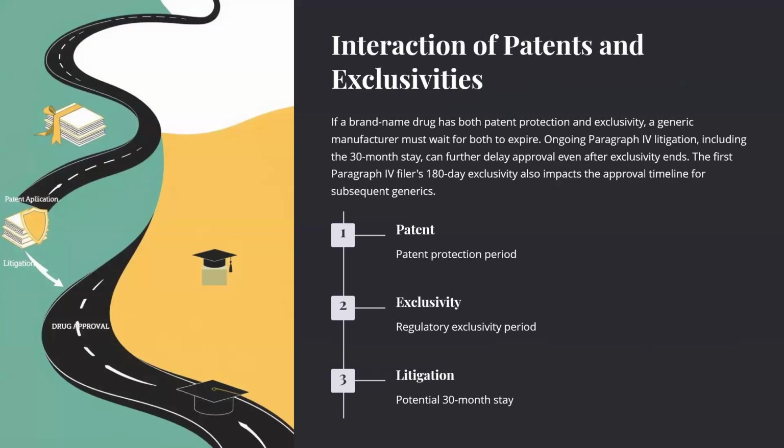Okay, so what we're talking about here is that if a brand name drug has both patent protection and exclusivity, the generic manufacturer needs to wait until both of them expire. And if there is an ongoing paragraph 4 litigation, including the 30-month stay, then it can further delay approval even after the exclusivity ends. Okay. Yeah. And the first paragraph 4 filer also impacts the approval timeline of other generic molecules. Okay. So, yes, patent protection period is considered, exclusivity period is considered, and a potential 30-month stay is considered.